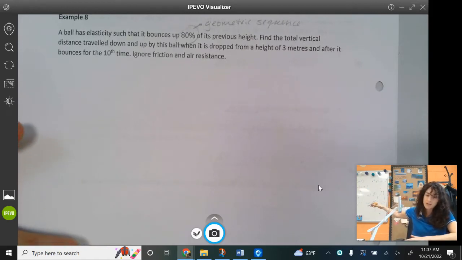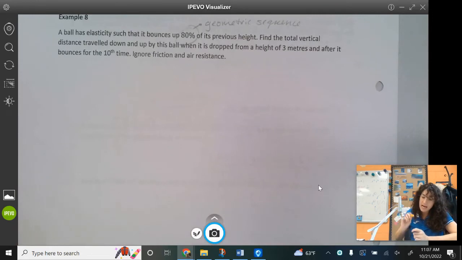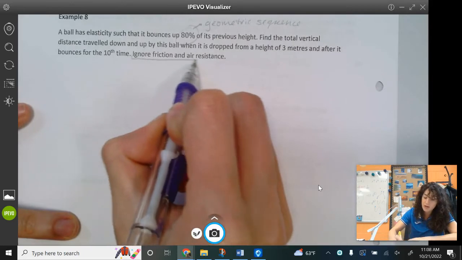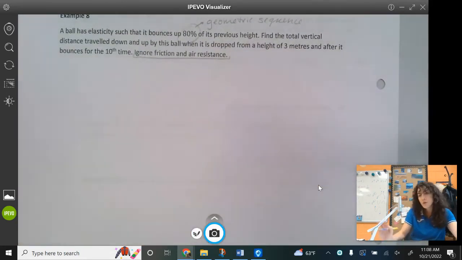What's the total distance traveled by the ball going up and down when it's thrown from a height of 3 meters and after it bounces for the 10th time? So after it's been bounced the 10th time, but before the 11th. It says ignore friction and air resistance. Why is it saying this? It's for all the nitpicky people out there who are like, well, technically it would. No, we're just ignoring those things.